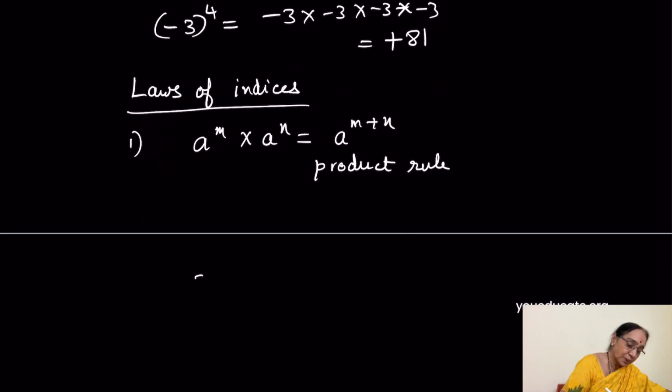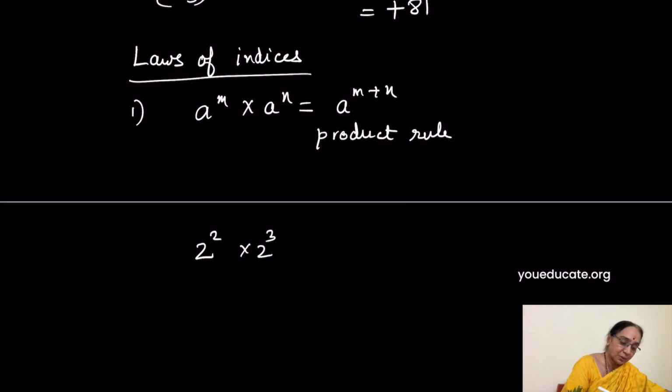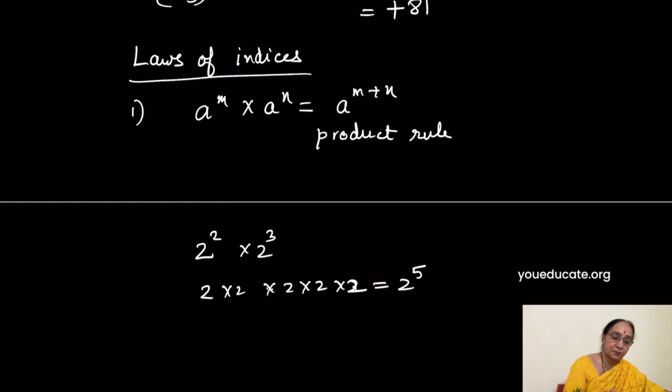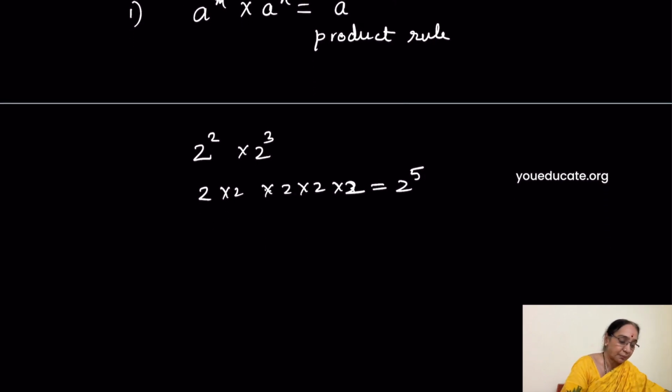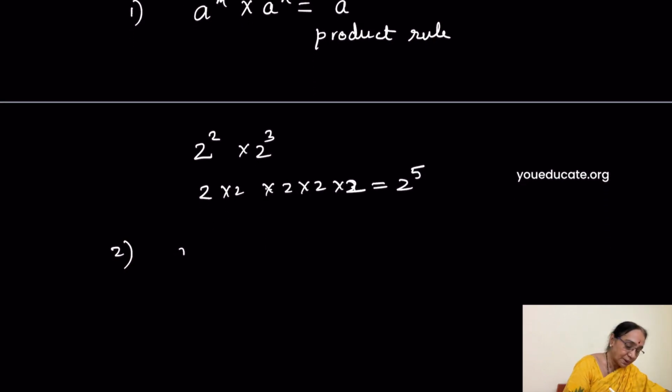Now how does this work? Consider 2 raised to 2 and 2 raised to say 3. We take small powers so that it's easy for us to learn it. This 2 is multiplied 2 times. Here this 2 we are multiplying 3 times. So on the whole it is repeated 5 times, 2 raised to 5. That's how we get this product rule, where the base numbers being the same, the powers are added.